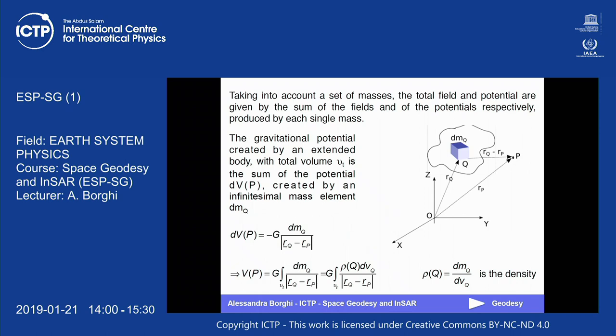Instead of a point mass, we use a sum of masses, more extended masses, not a point mass. But the formulation is more or less the same. Of course, we have to take into account all the masses of this body, and we introduce the concept of density. We use an integral to include all the masses. We sum the effect of each small element of the mass.